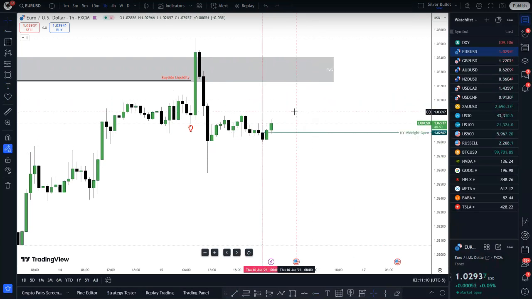And now price is trading above the midnight opening price, which means to me, it simply means that price is now in a premium. What do you mean?